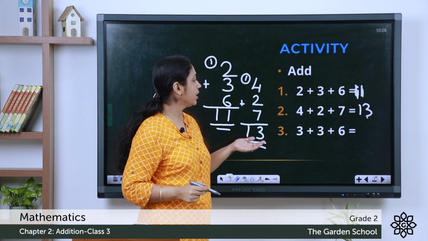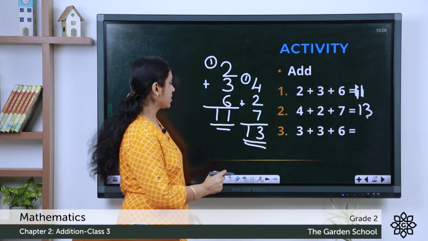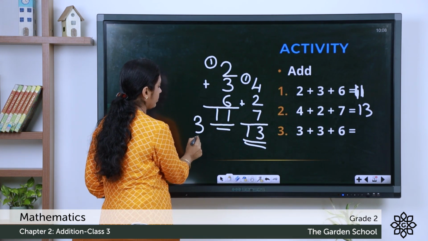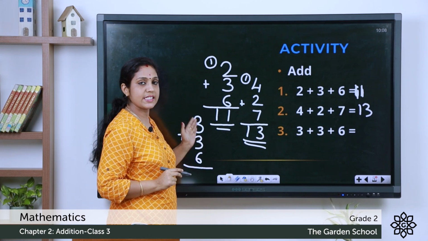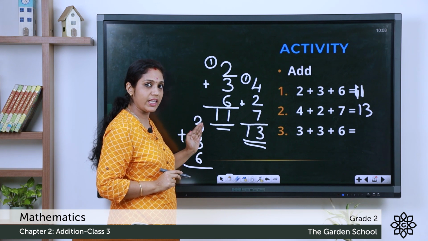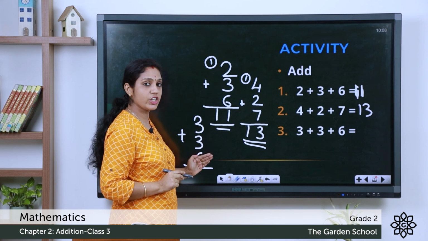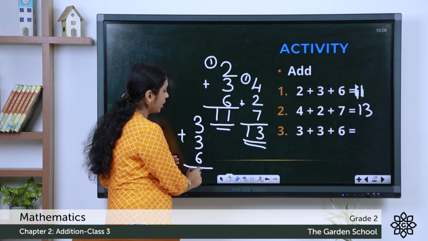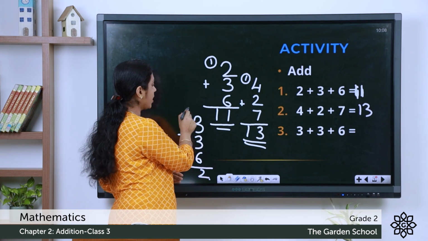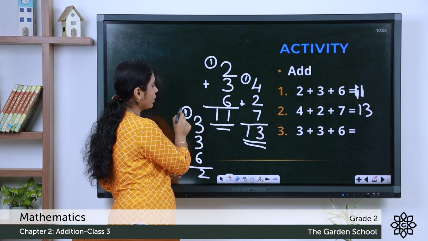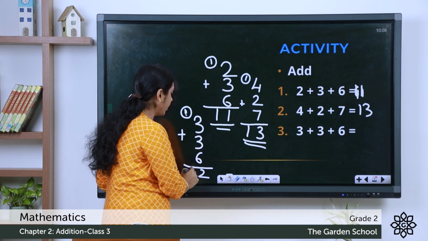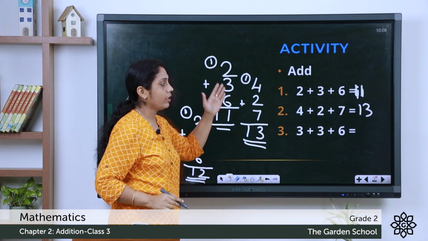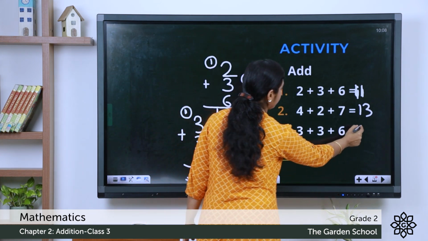The next question, 3 plus 3 plus 6. First add the first 2 digits. 3 plus 3 we get 6, and with that 6 we are going to add the third digit. 6 plus 6 is 12. 2 we write in the ones place, and 1 we are going to carry over to the tens place. There are no other numbers in the tens place, so that one we are going to write down. So hope you have done it correctly.